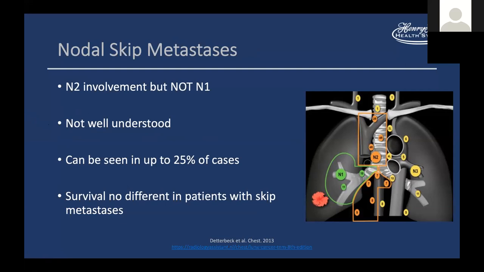Another thing I want to mention is nodal skip metastases. So these are basically when you have N2 involvement but not N1. So if you saw it had a positive node here but not in N1, which is closer to the lesion. Why it happens isn't really clear, and it can be seen in up to 25% of cases. But what they do note is that there is no survival difference in patients who have skip metastases.